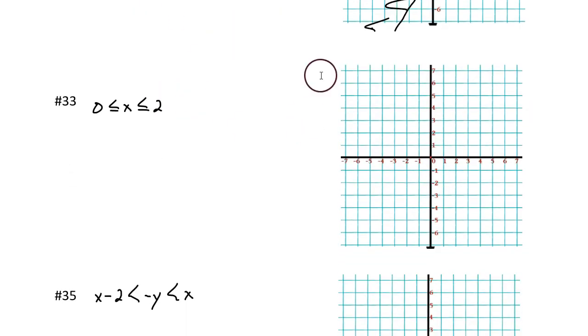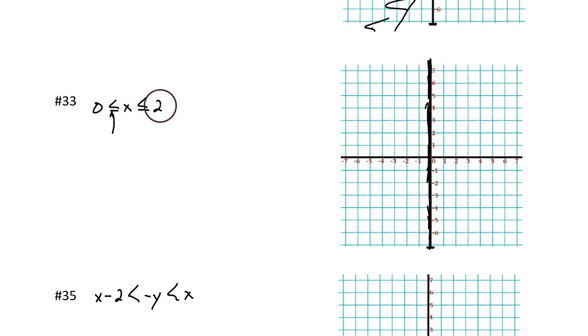Number 33. We're told that x is in between 0 and 2. There's no y in this. This is like having equations that have only an x and no y. These are vertical lines. So one of our boundaries is 0. Let's draw a vertical line crossing the x-axis at 0. It is a solid line. The reason it's solid is it has that or equal to.